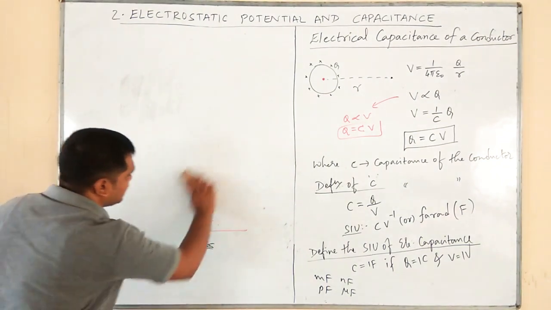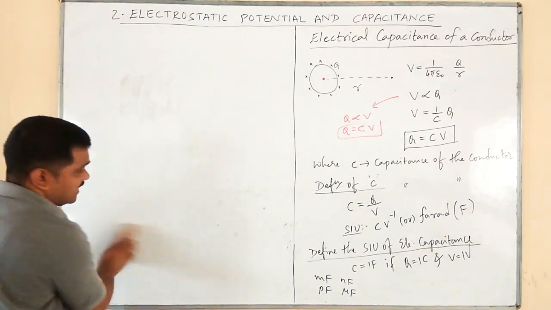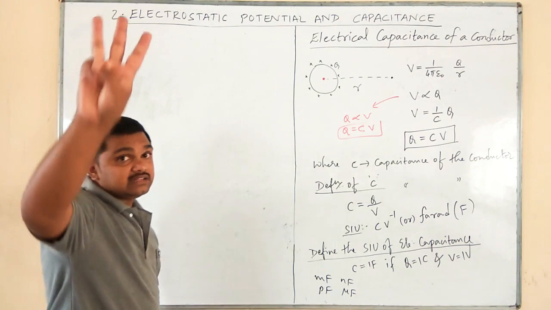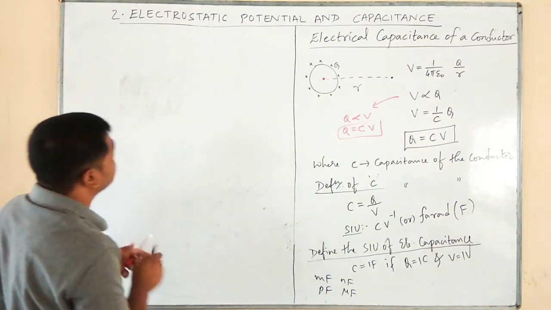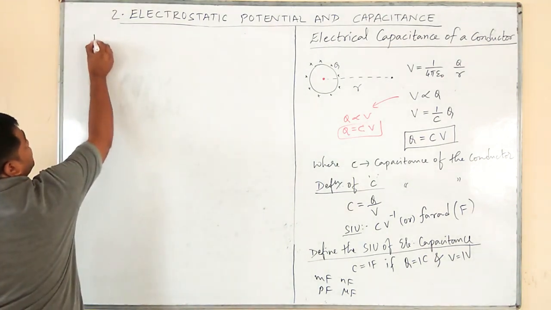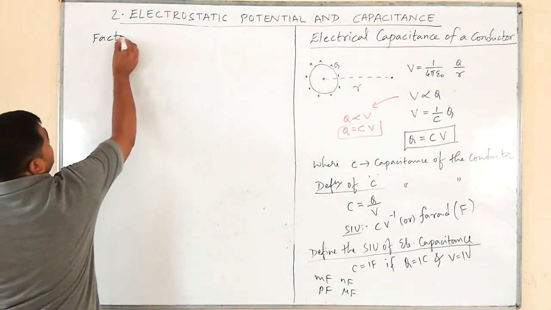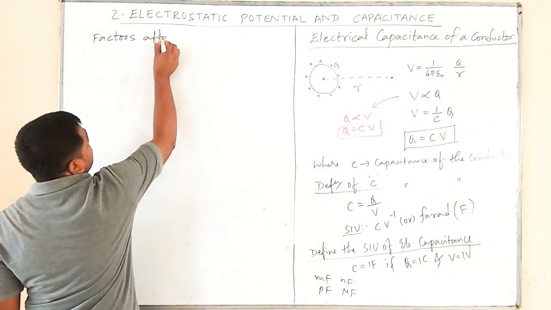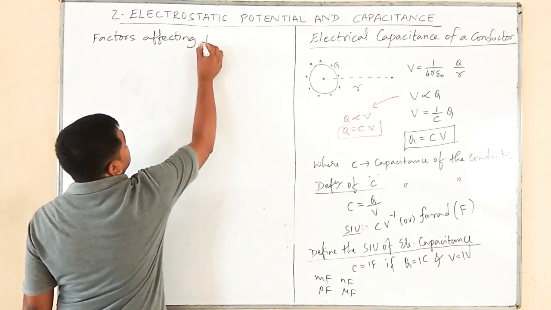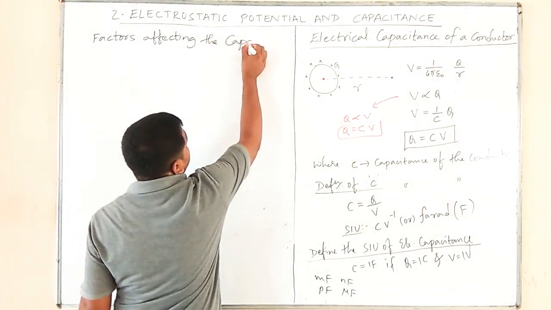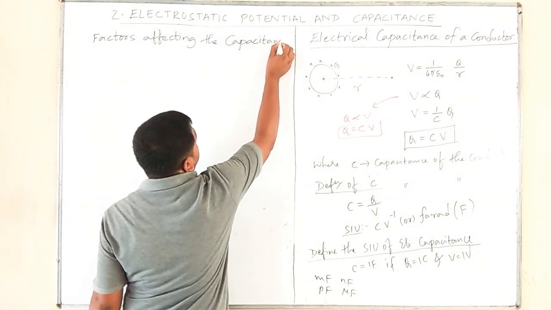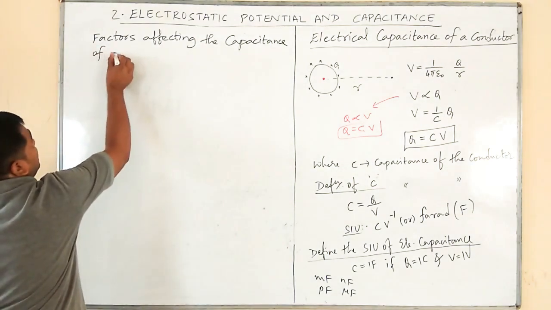Now let's come to the factors affecting the capacitance of the conductor. Which factors affect the capacitance of the conductor? There are 3 factors. It can be asked for 2 marks. Factors affecting the capacitance of a conductor.